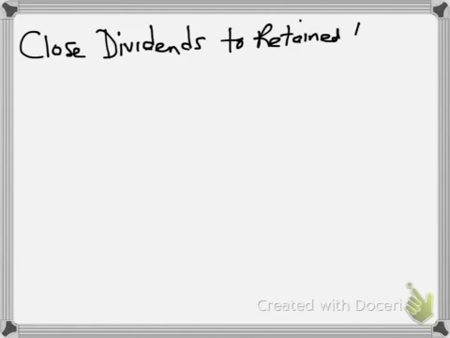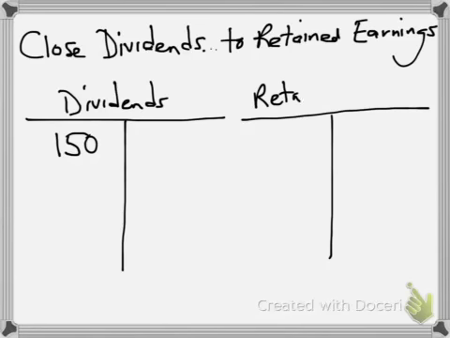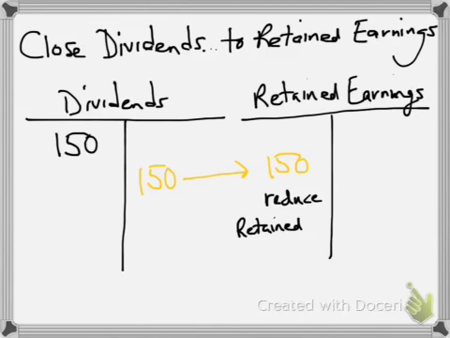And then lastly, we want to close dividends to retained earnings. This also reflects what we show on the statement of retained earnings, where it is the beginning balance plus the net income minus dividends. Here's where we're going to be showing the decreasing effect that dividends have on retained earnings.